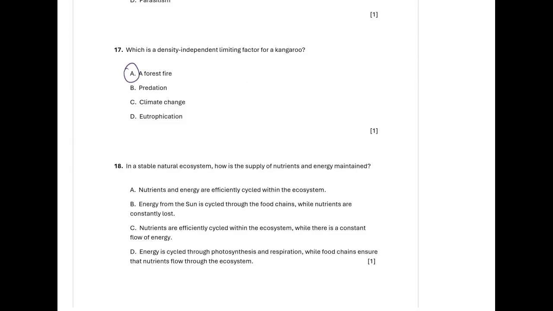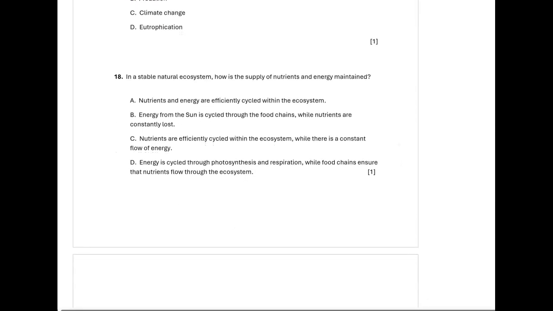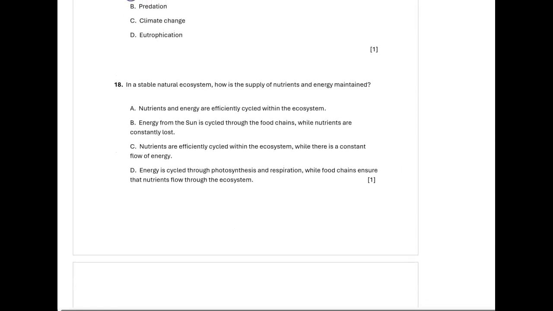So that is A. And then in number 18, last one of the multiple choice, how is the supply of nutrients and energy maintained in a stable ecosystem? So we're looking for the idea that we're cycling our nutrients and flowing our energy. So the answer is C.